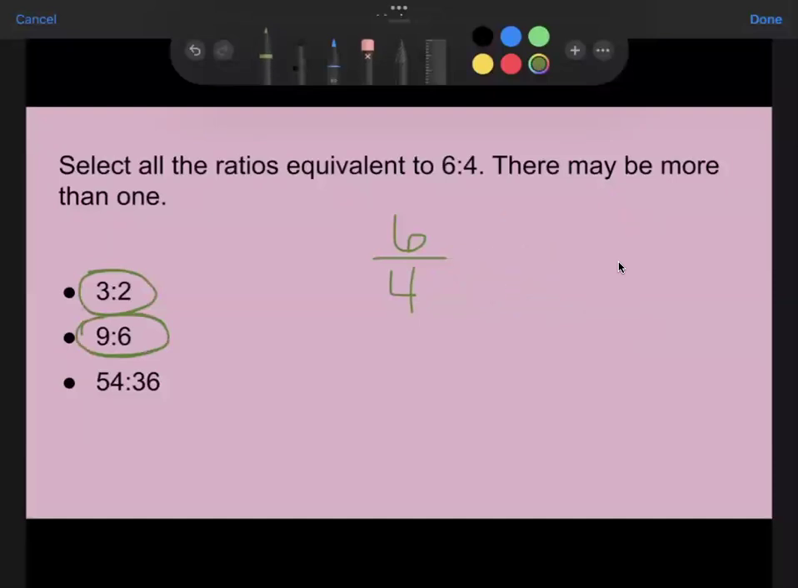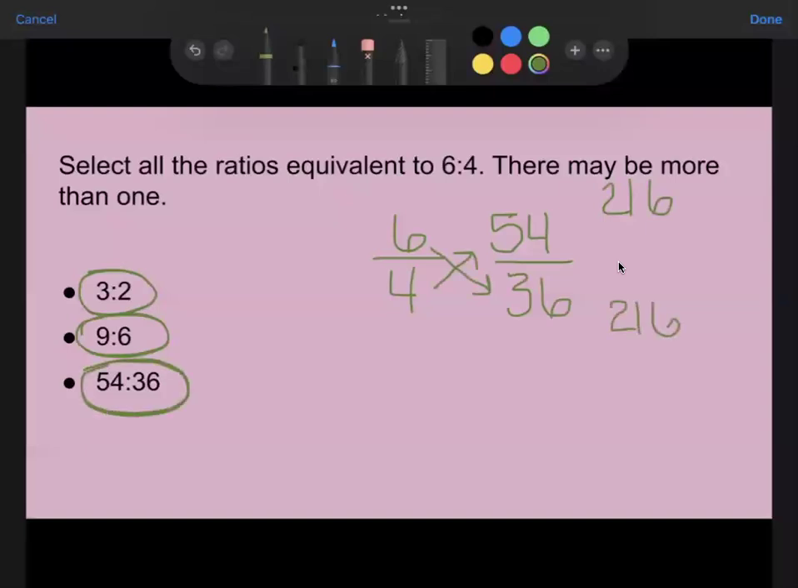And that one is 54 to 36. Okay, these are a lot bigger numbers than we had before. So let me go ahead and do a little side math over here. Now, this one might be a good one to just look for a constant, but that's okay. Let's do 4 times 54, and that gives me 216. Then I'll do 6 times 36, and I also end up with 216. So that one is also equivalent. So all three of these ratios are equivalent to 6 to 4.